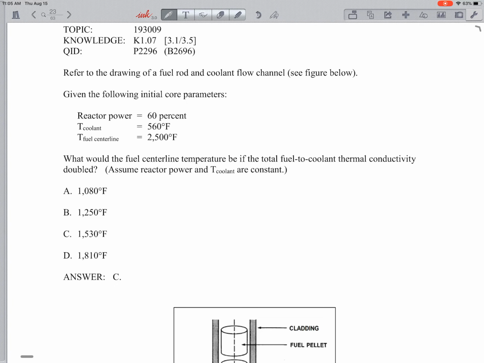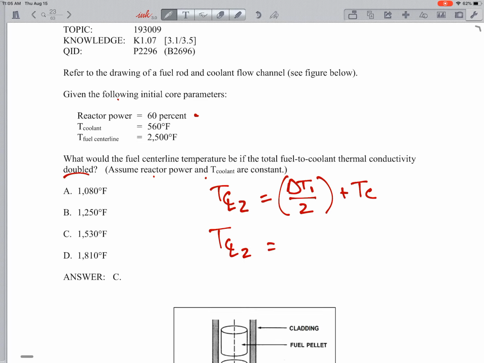All right, for the fuel rod drawing and coolant flow channel, given more parameters at 60% power, you had fuel centerline temperature 2500 and coolant temperature 560. What would be the fuel centerline temperature if the total fuel to coolant thermal conductivity again doubled? Okay, assume reactor power and T coolant are constant. All right, so we go temperature centerline 2 is going to be equal to delta T1 divided by 2 plus temperature of the coolant. So temperature centerline 2 is going to be equal to 2500 minus 560 divided by 2.